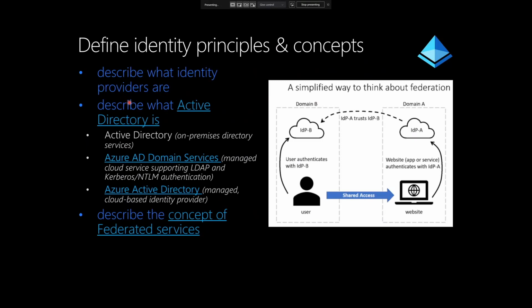So what are identity providers? Microsoft Azure Active Directory is an example of a cloud-based identity provider, but it's not the only one. There are others. So for example, Google or Amazon or LinkedIn or GitHub are sometimes used as identity providers.